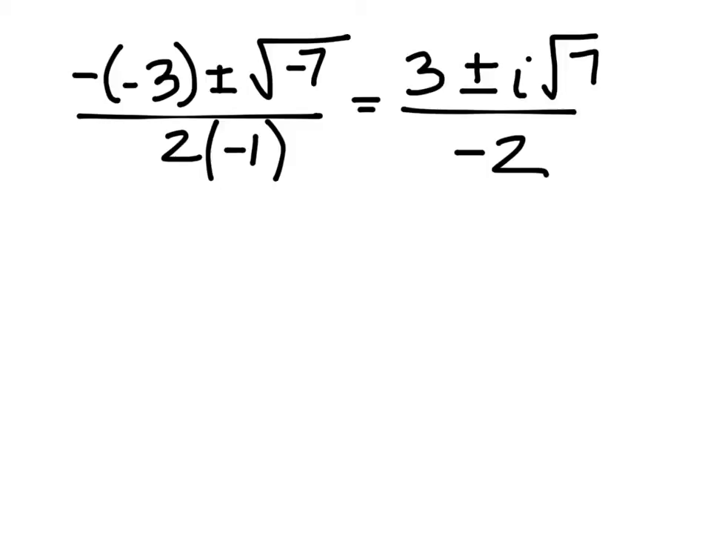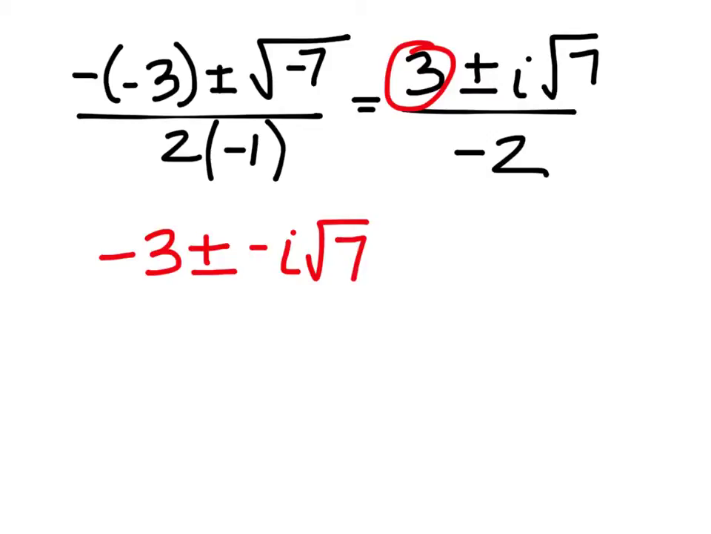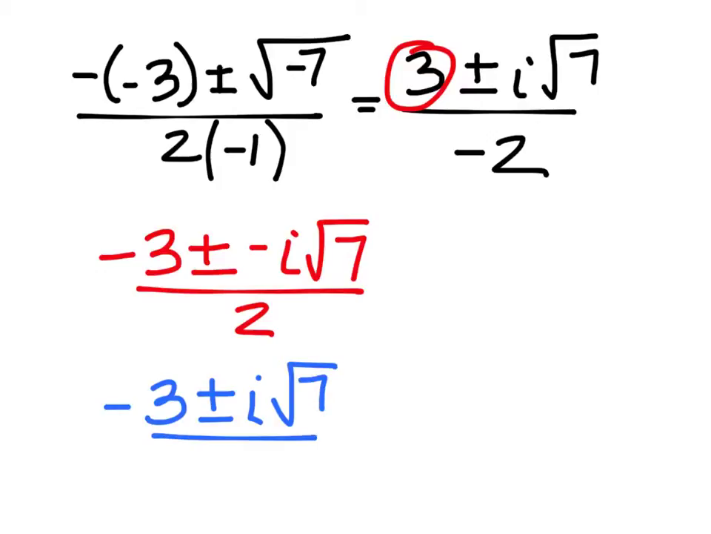What do I need to do? Yeah, divide everything or multiply everything by a negative 1. So if I do that here, I get a negative 3. What about the next term, i square root of 7? It could be a negative i square root of 7. And on the bottom, when you multiply by negative 1, you have a 2. But remember what we said about this. Does it have to be there? No. So negative 3 plus or minus i square root of 7 over 2 is the final answer.